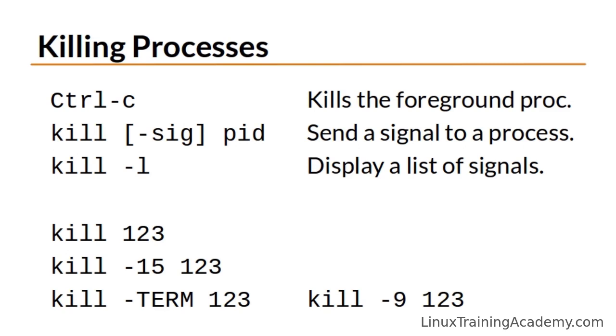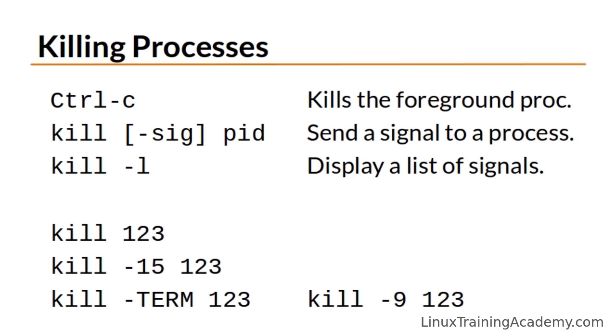The other way to kill a process is with the kill command. You can run kill by just supplying the PID, or the process ID. You can also specify a signal to send to the process. The default signal used by kill is termination. You'll see this signal referred to as SIGTERM, or TERM for short.